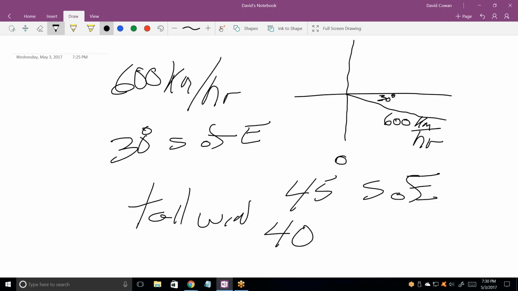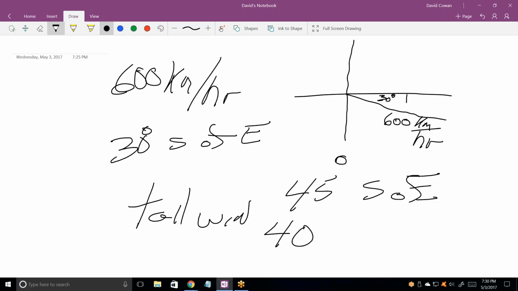Okay. In other words, the way I'm going to solve this problem is I'm going to break the plane up into its east and south components. I'm going to do the same thing with the tailwind. And then I'm going to add the east and south components together, come up with a resultant. In other words, where's the plane actually going to go with the tailwind? It might be headed 30 degrees south of east, but it ain't going to end up going that direction. So let's break this up.